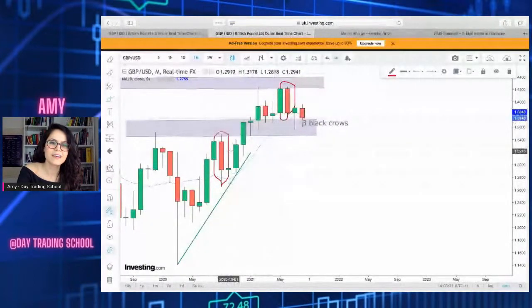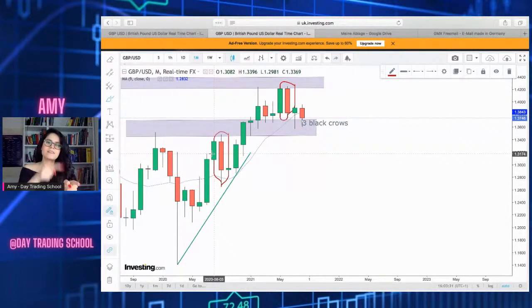Ignore what you can see here. Just focus on the ones that I have encircled. Now, this is a chart, right? This is GBP USD. And another thing, I trade GBP USD, Euro USD.